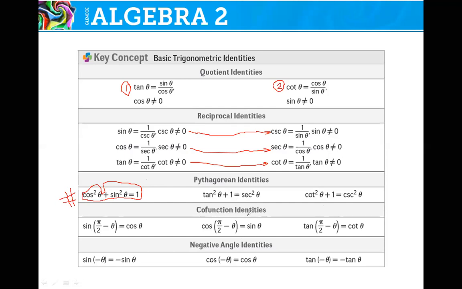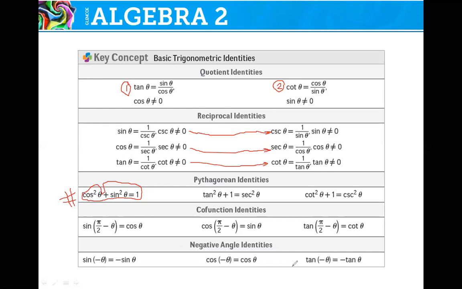The co-function identities. If we have sine of pi over 2 minus theta, it means the value of sine equals the value of cosine if the two angles are complementary. It means sine 60 equals cosine 30, cosine 45 equals sine 45, and so on. We always use this when we have two complementary angles, and also with tan and cotan.